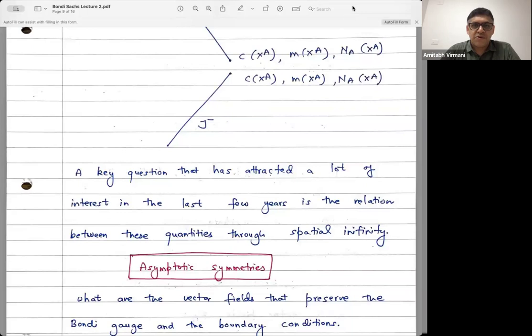I am happy to take some questions here. Yeah, so Indranil has a question. What happens when you couple matter? Is there a similar falloff like Bondi news?